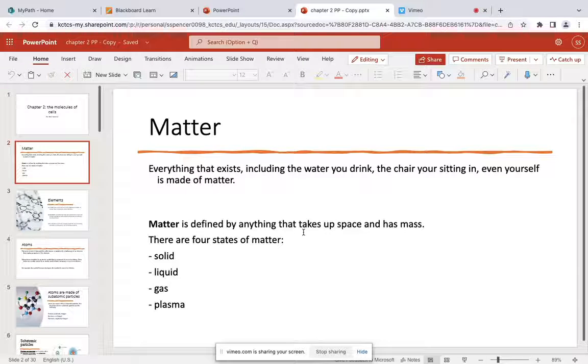So this is matter. Matter is essentially everything that exists. This includes me, you, the water that you drink, the chair you're sitting in. So you can typically define matter in 4 different phases: a solid, a liquid, gas, and something called plasma. Just knowing that these exist in these 4 states.